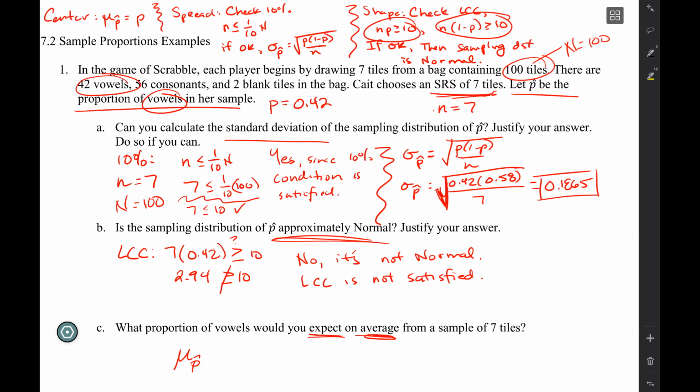Well, from my formulas and my conditions, I know that mu sub p hat equals p. The nice thing about this is we proved earlier on in the notes, this doesn't require a condition. This is just true for proportions. We know it's an unbiased estimator. So the average sample proportion, mu sub p hat, is the same as the population proportion. I should expect 42% of any set of tiles, regardless of whether it's 7, 70, or 700, to be vowels. And that's it. Okay, so let's go ahead and take a look now at example number 2.